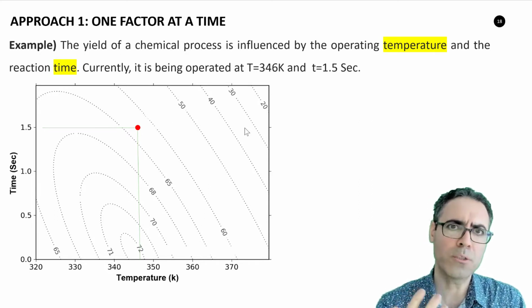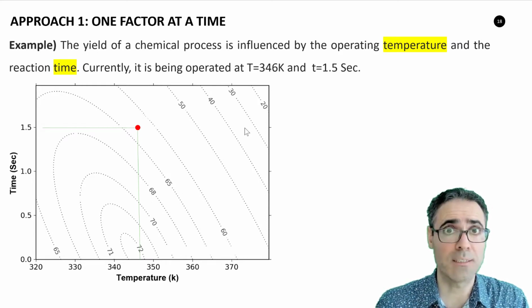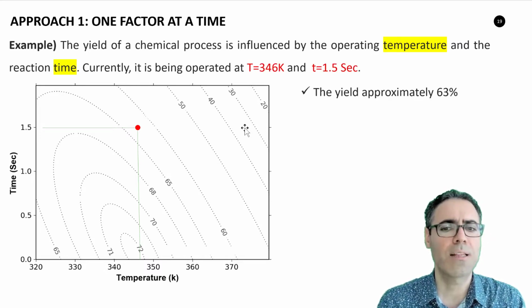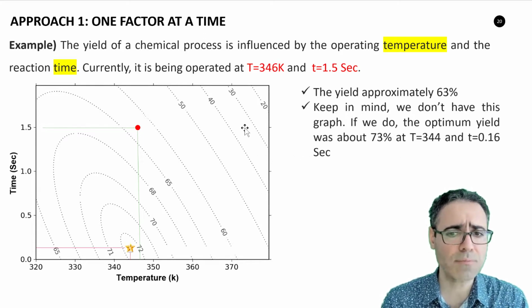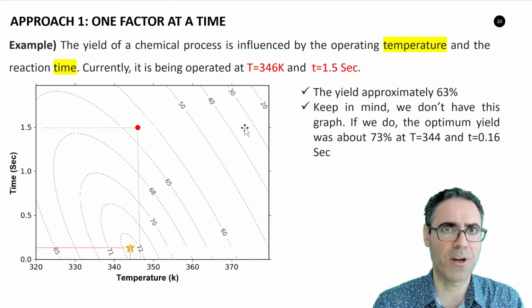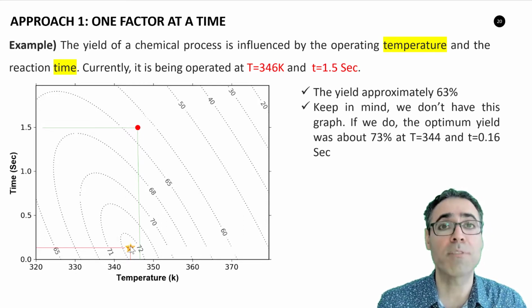So we are hoping to maximize the amount of yield. So we are looking after finding the correct temperature. So right now, at this temperature, the yield is approximately 63%. And keep in mind, we don't have this information, right? If we do, then that would be great. We knew that the best temperature is 344 and the best time is 0.16, like this star at the top of this hill.